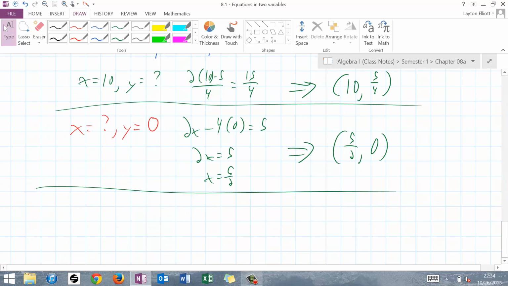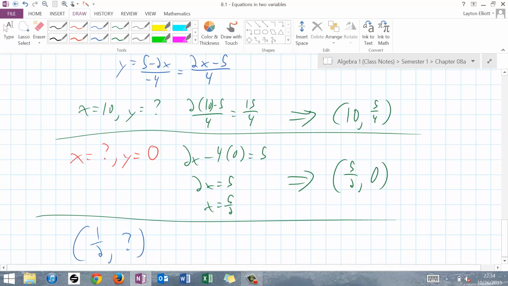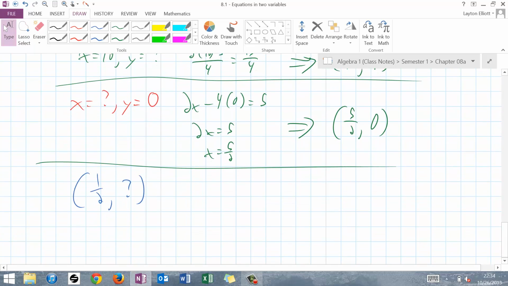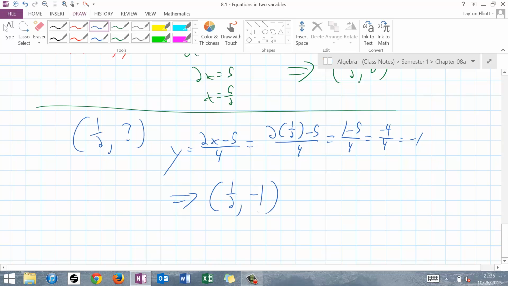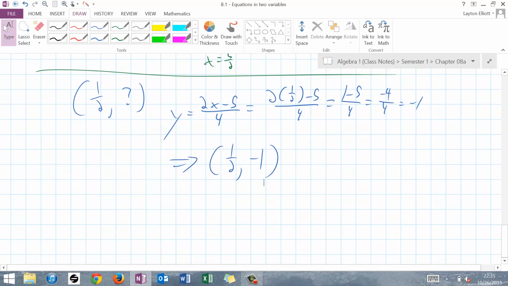Let's separate these out. What if I asked a question like this? (1/2, what?) Well, same thing, and it's probably easier to use the one we did when we had the y equals. I'll grab this and bring this down. I have y is equal to this, which is equal to 2 times 1/2 minus 5 over 4, or 1 minus 5 over 4, or negative 4 over 4, or negative 1. So my ordered pair is (1/2, negative 1). I can keep doing this forever, just making up examples.